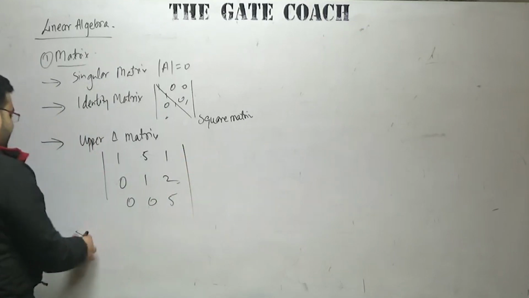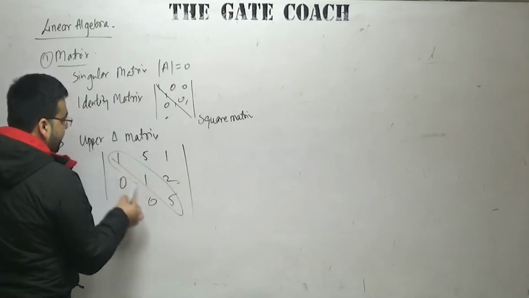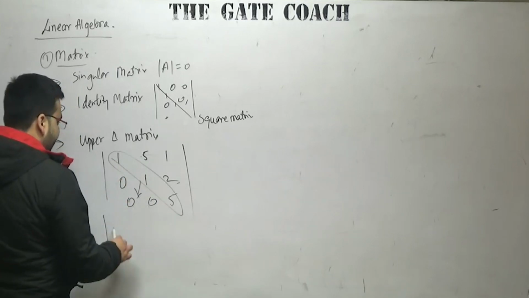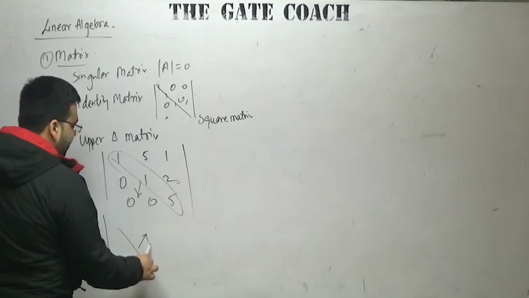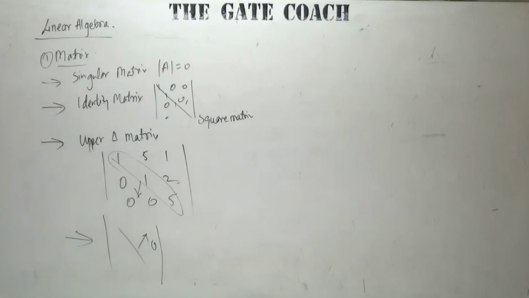Then we have the lower triangular matrix. In the lower triangular matrix, the elements which are above the principal diagonal will be equal to 0. That matrix is called the lower triangular matrix.